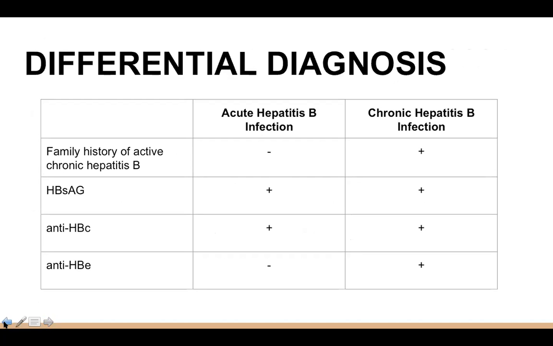For differential diagnosis, family history of active chronic hepatitis B is negative for acute hepatitis B infection, and positive for chronic hepatitis B infection. HBsAg is positive for acute hepatitis B infection, and also positive for chronic hepatitis B infection. For anti-HBc, acute hepatitis B infection is positive, and chronic hepatitis B infection is also positive. For anti-HBe, acute hepatitis B infection is negative, whereas in chronic hepatitis B infection, it's positive.